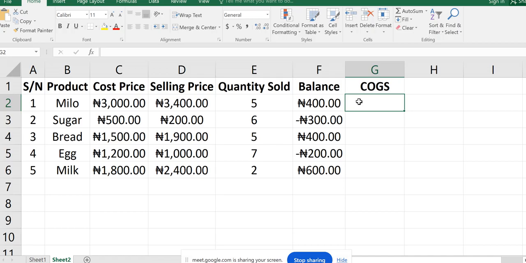You type equal to, then selling price. Will I put selling price there? Don't forget you're creating a model that you want other things under the cell to follow. So you first open the brackets, right? Open brackets. Am I going to type selling price there? What am I going to input?